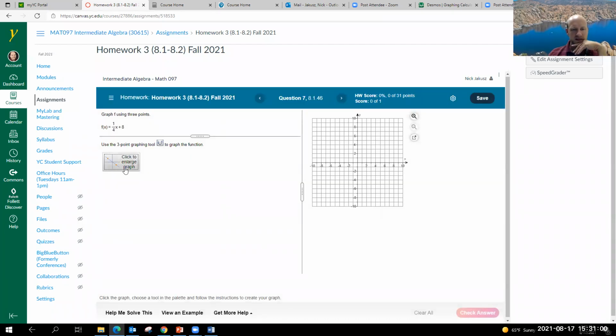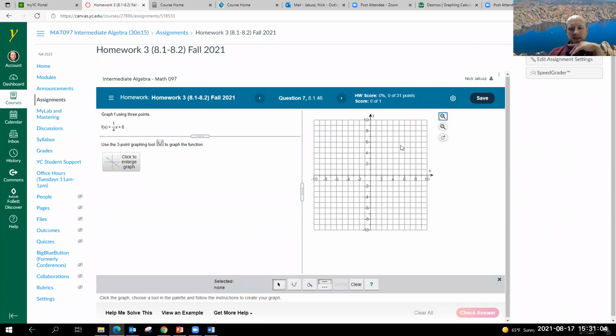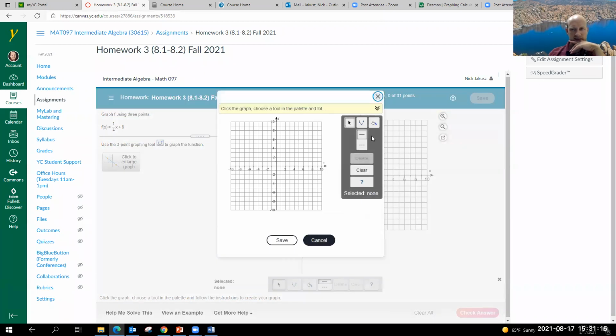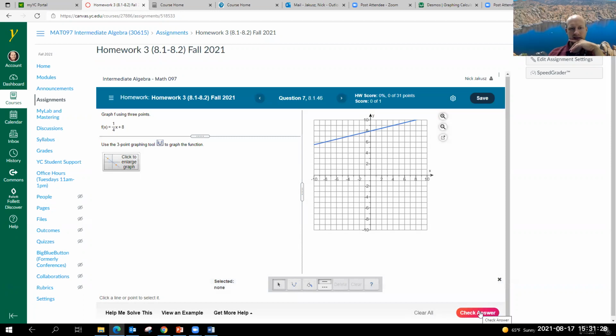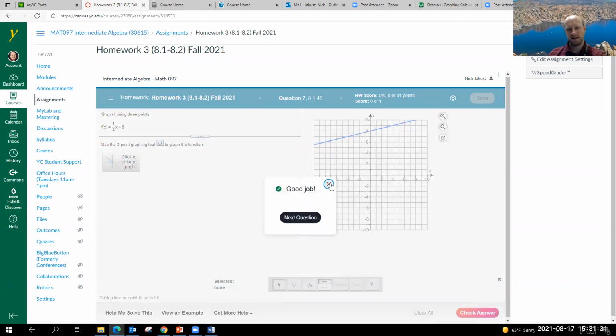We shouldn't have to put 3 points in here. That's a little interesting to me, why they would make you do that. You should only need 2 points. It's just a line, but we did make 3. Let's try this. -4, 7. We had 0, 8, and then 4, 9. Okay, there we go. It lets us do it. And then now we save it, and then we can check, and that's all you have to do.